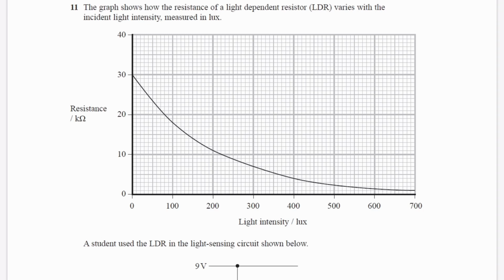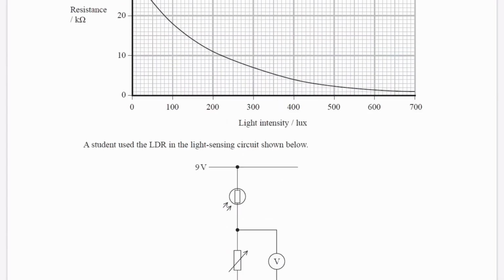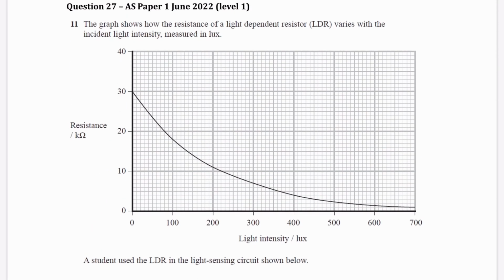So we're given a graph that shows resistance against light intensity for an LDR, and we're given a circuit as well. So here is our circuit. We have 9 volts across the variable resistor and the LDR combined, and we have a voltmeter across the variable resistor. What else can we note from this? We have the resistances in kilo ohms, and light intensity is in lux.